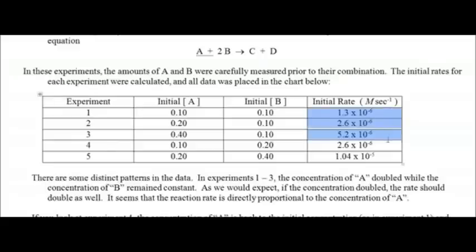In this last column, we have the rates, and again, the initial rate. And the rate in this case is molarity per unit of time, which happens to be seconds. So molarity per second. We will use this data in part 3, or something that looks like this in part 3, to determine the rate law. And the rate law will be explained here in a second.